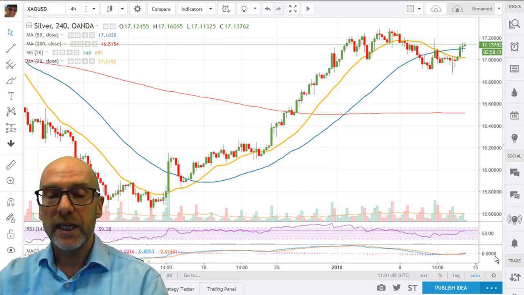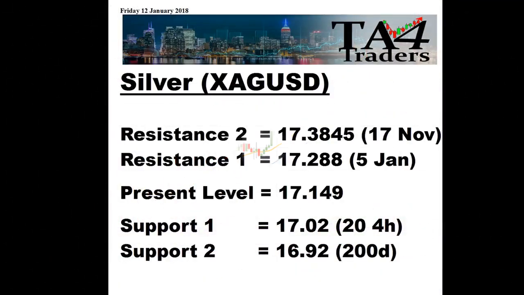Looking at the support and resistance levels, we've got resistance from the 5th of Jan, 17.288. So that's the first boundary of the downtrend, short-term downtrend. Then the 17th of November, 17.3845, with supports at the 20 of the 4 hour, and then at the 200 day, which is 16.92.